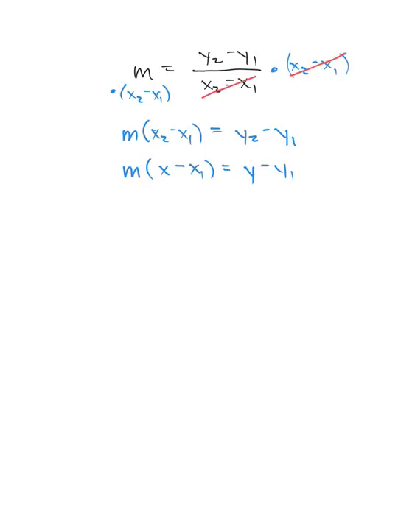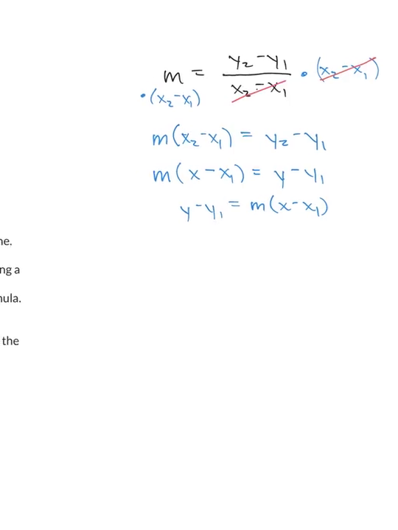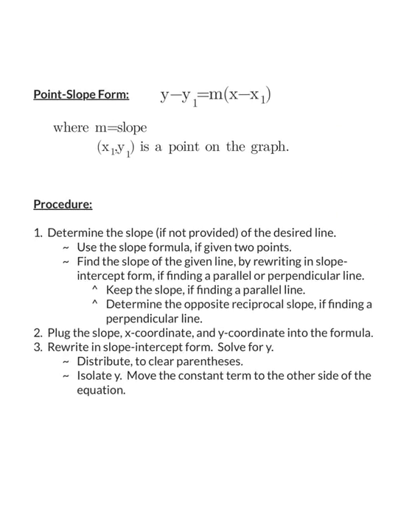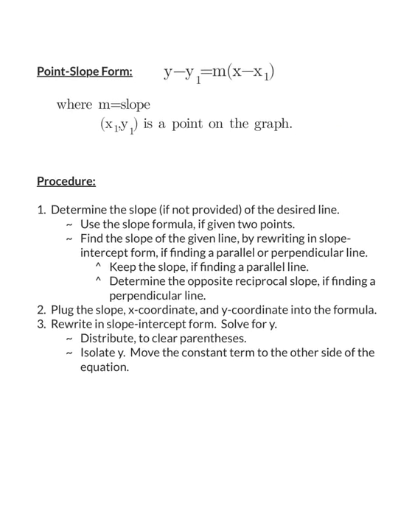And now all I want to do in order to get this into point-slope form is I'm just going to switch my equation around. So whatever was on the right, I'm going to put it on the left. Whatever was on the left, I'm going to put it on the right. And so this is where our formula comes from. Okay, so you don't necessarily need to know that, but just to show you, this is nothing new. We have seen this form before.